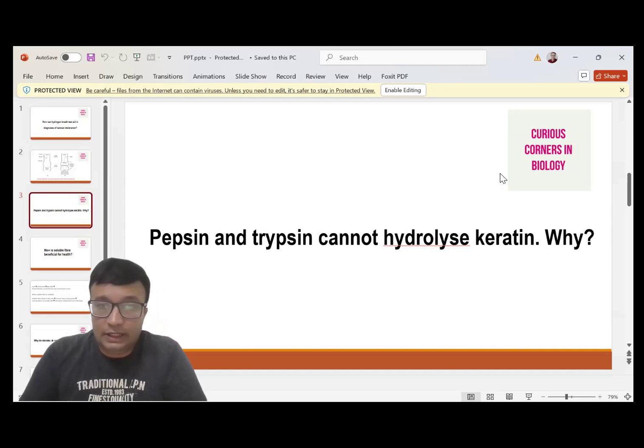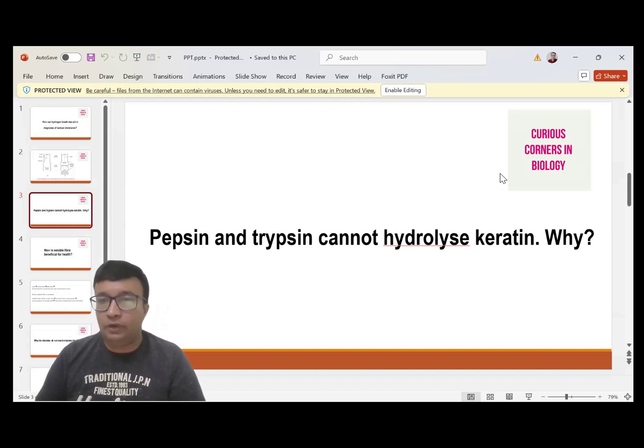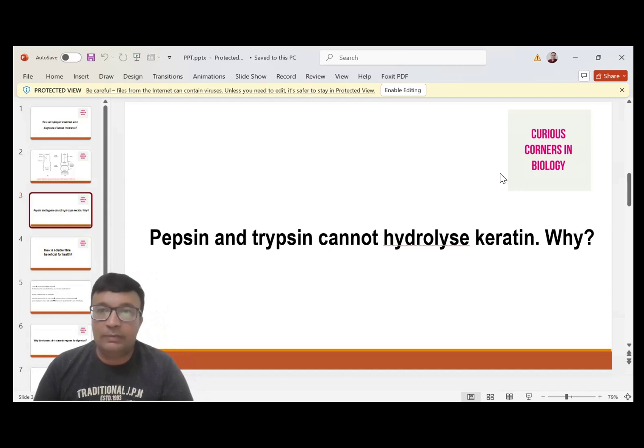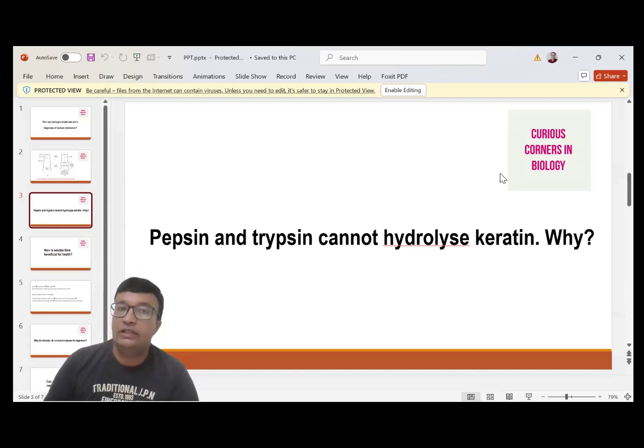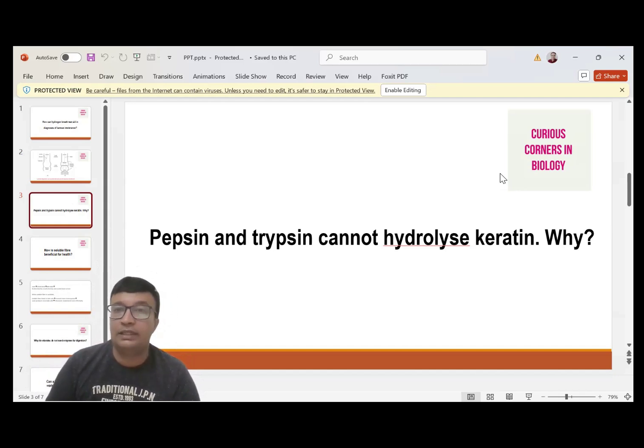Now, the other interesting question is that we know pepsin and trypsin are the usual proteolytic enzymes of our gut, and they are capable of digesting dietary protein. Then why not keratin? Keratin is a protein which is usually present in our hair and nails. Why so? The reason is that pepsin and trypsin cannot break the strong disulfide linkages and hydrophobic interactions present in keratin, which hold the molecules of keratin very strongly. So these proteolytic enzymes are not sufficient to digest keratin.